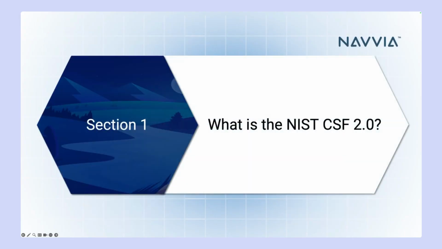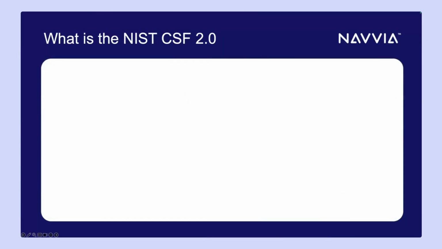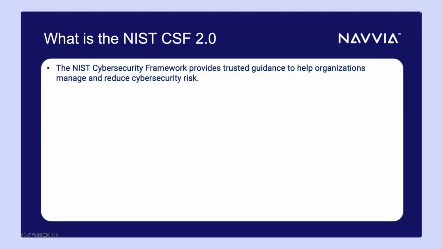All right, so operational resilience is the focus here, but we can achieve operational resilience through a combination of processes and cybersecurity practices. And now I'd like to introduce the NIST Cybersecurity Framework. The NIST Cybersecurity Framework provides trusted guidance to help organizations manage and reduce cybersecurity risk.